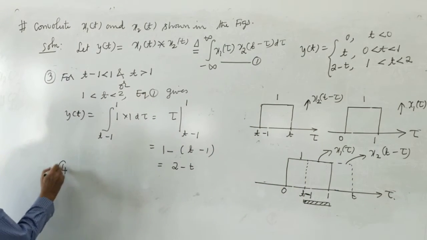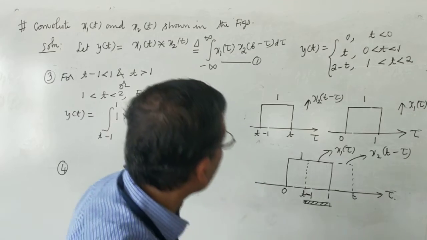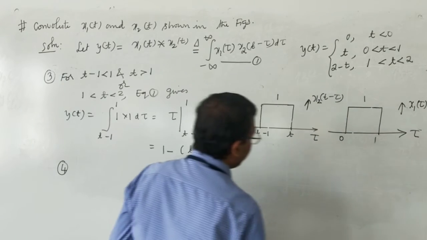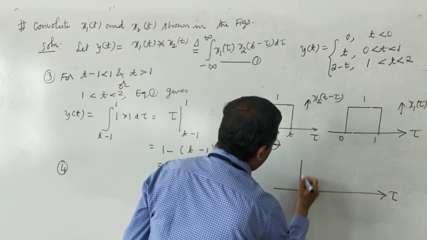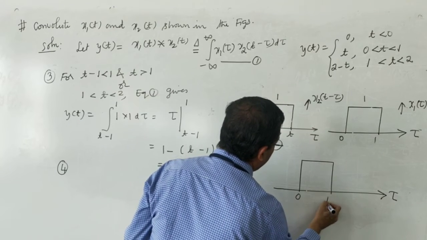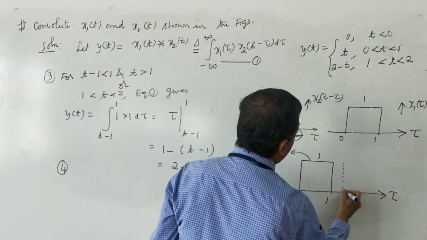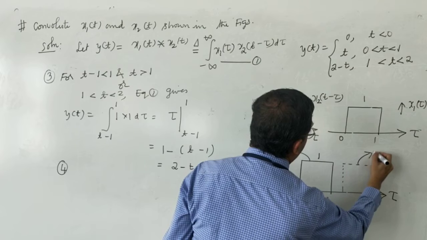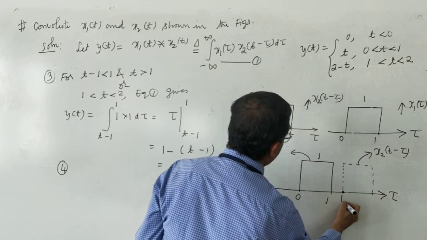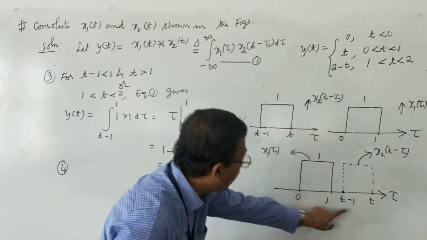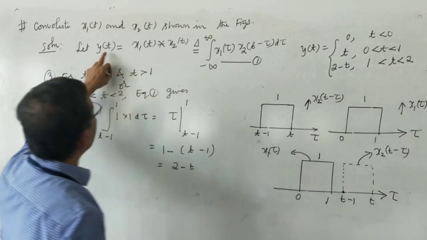Last case. If you push this dotted figure further, there will be no overlap. I am going to demonstrate that here. Please watch case 4. X-axis is tau. The solid figure denotes x1 of tau. It starts at 0, ends at 1. The dotted figure stands for x2 of t minus tau. Where does the dotted figure start? It starts at t minus 1 and ends at t. When t minus 1 is more than 1, or t greater than 2, again there is no overlap. Therefore, y of t is 0.